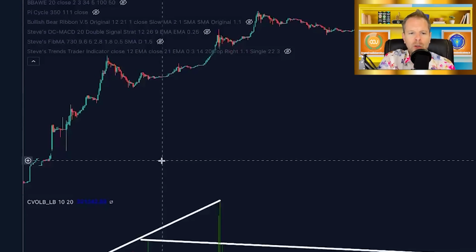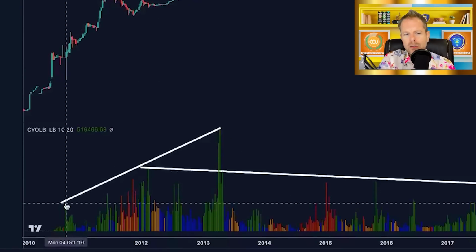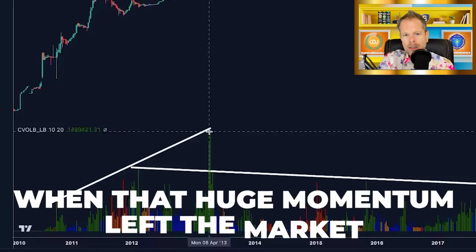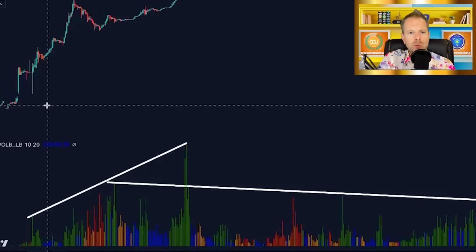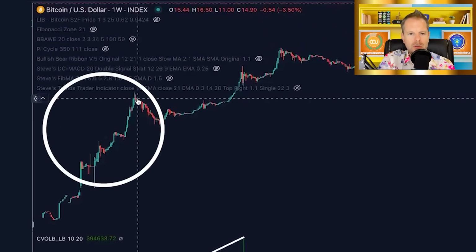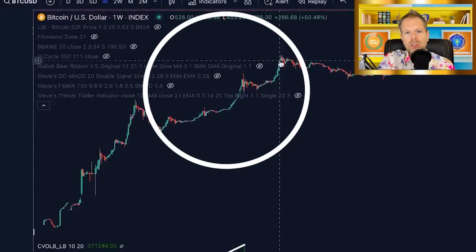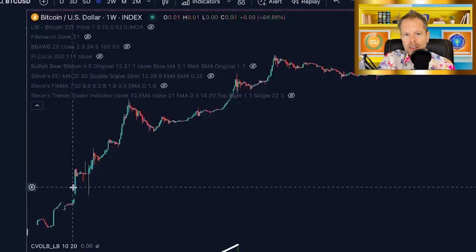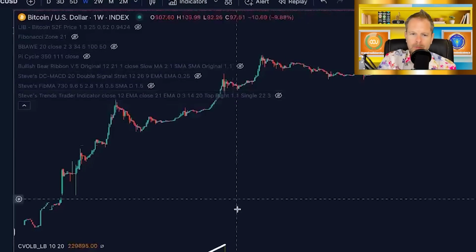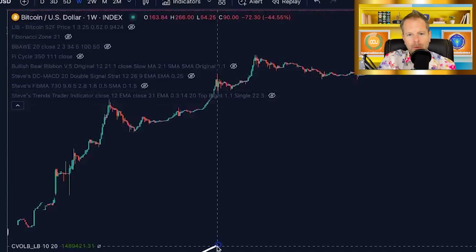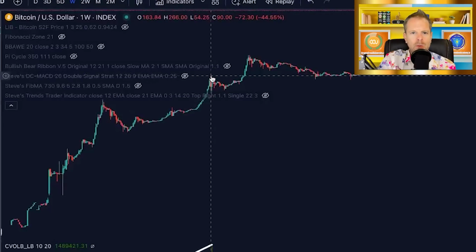What you'll see in the volume is that the volume is painting a clear picture of when that huge momentum left the market. It was really the entire first cycle and almost the entire second cycle in one. That whole cycle was the most bullish part, right? And you can see back in April of 2013, that's when we peaked.